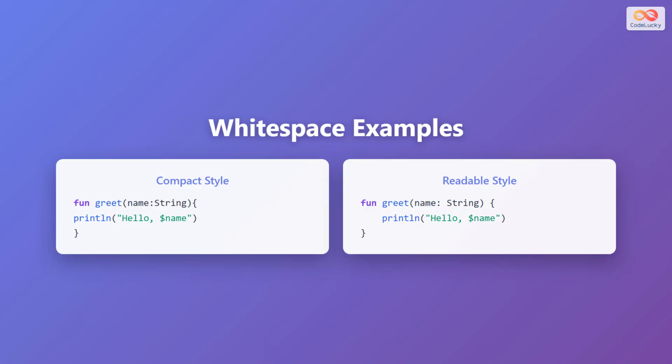Here are two versions of the same function. The compact style on the left has minimal spacing and no indentation. While this is technically valid, it's hard to read. The readable style on the right uses proper spacing after colons, around parentheses, and includes indentation inside the function body. This second version is much easier to understand and is the standard way to write Kotlin code.